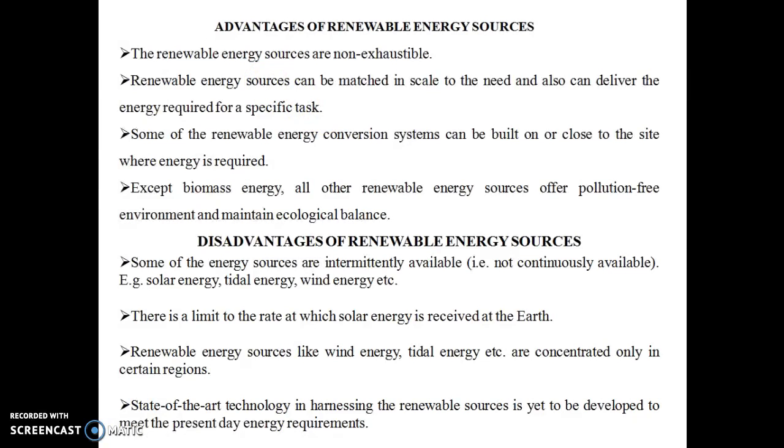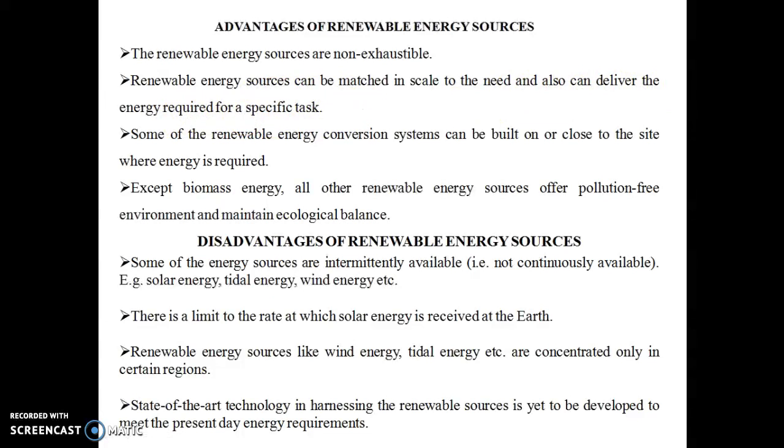The best advantage of renewable energy sources is that they are non-exhaustible. That is one of the greatest advantages of renewable energy sources. They are inexhaustible. Then the renewable energy sources can be matched in scale to the need and can also deliver the energy required for a specific task.